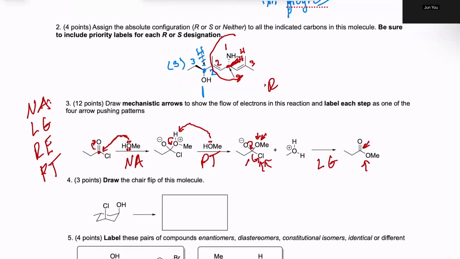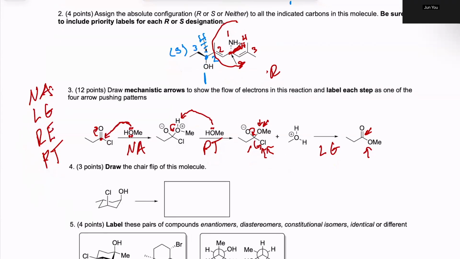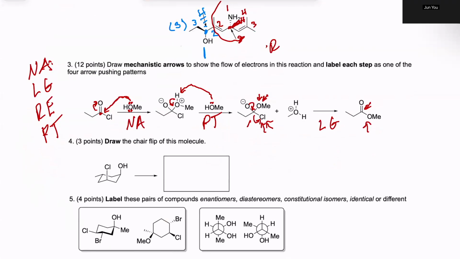Does that make sense? It's about as hard as it will be on the quiz. Specifically, when there are multiple steps like this, you have to be able to determine what the mechanism is and what it's called. All right, and then we're going to draw the chair flip. So the first thing you want to do is draw it in the opposite direction. And then what is up axial becomes sideways equatorial. So we see that this OH group is going to become equatorial. And then you also shift it one carbon to the right. So that puts it there.